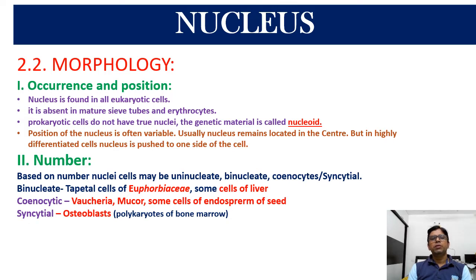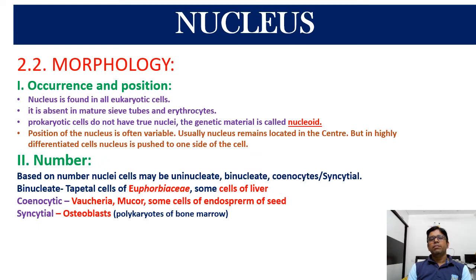Binucleate. The cells which possess two nuclei are known as binucleate cells. For example, if you take tapetal cells of Euphorbiaceae, these cells possess two nuclei per cell. And also some of the liver cells are binucleate. Coenocytic or syncytial. Presence of more than two nuclei is called coenocytic. In case of plants, it is called coenocytic condition. In case of animals, polynucleated condition is called syncytial condition.